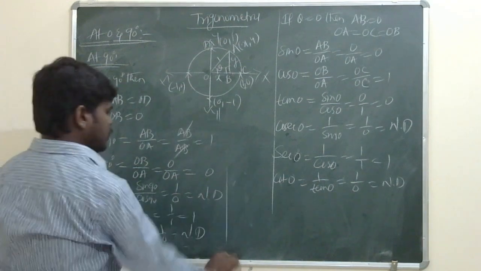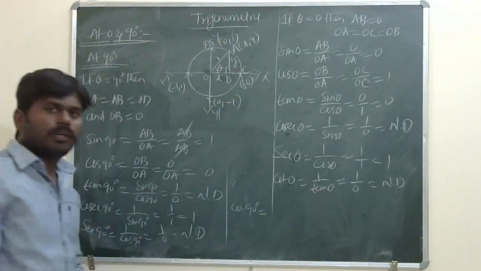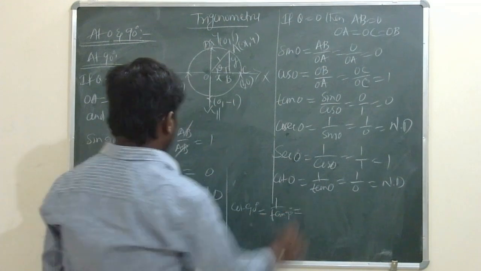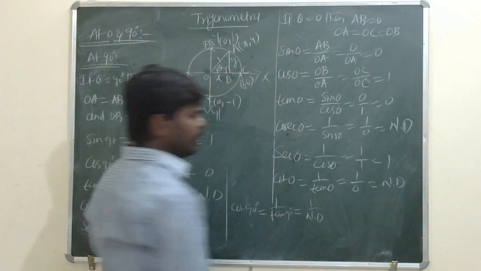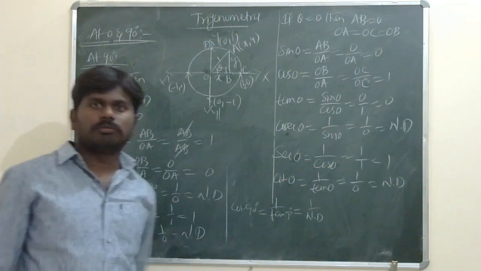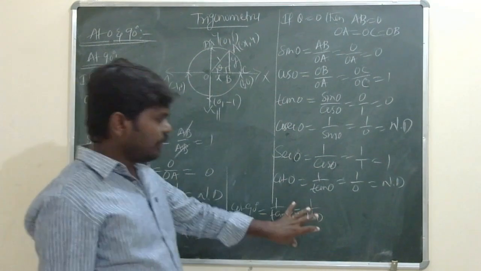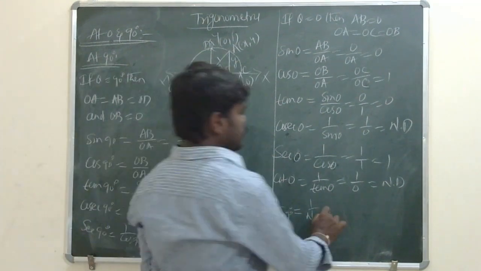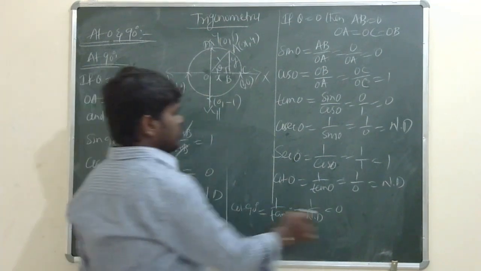Okay, so next, at last we have cot 90. Cot 90 means 1 by tan 90, and here tan 90 value is undefined. So undefined means what? It is the largest value, the largest real number, or infinity. When the value of the denominator is very large, the total value becomes approximately 0. It reaches 0. So cot 90 is equal to 0.